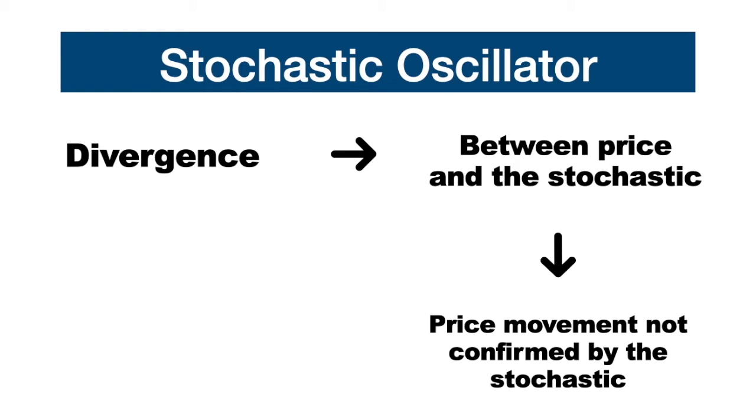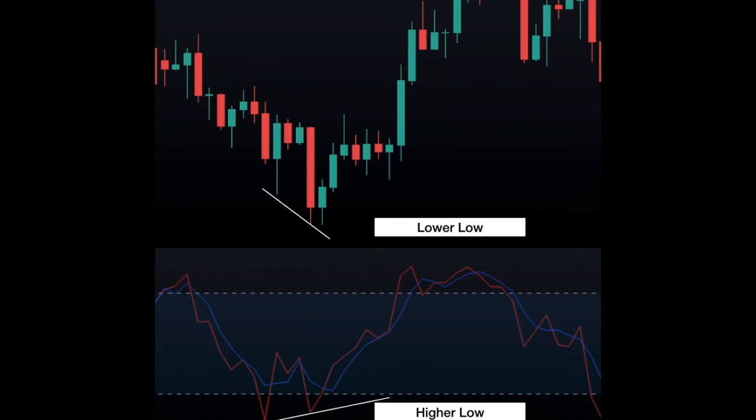Another very effective method to use the stochastic is by analyzing the divergence between the price and the oscillator. A divergence is simply a price movement that is not confirmed by the stochastic, indicating a potential reversal. A bullish divergence occurs when the price shows a lower low, but the stochastic shows a higher low.